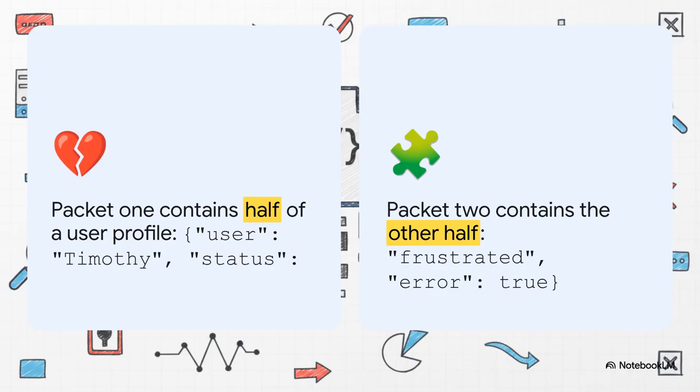This right here, this is the heart of the problem. As data streams over the network, it gets chopped up into these things called packets. So packet 1 might have the first half of a JSON object, and packet 2 has the rest. When Timothy's code gets that first packet, it tries to parse what it thinks is a whole object. But it's not. It's just a fragment, and the JavaScript engine completely panics.